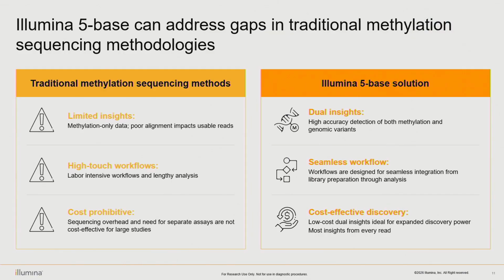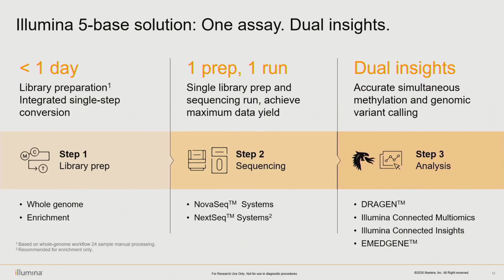As I mentioned in the beginning, the assay is made to bring you dual insights: high accuracy detection of both methylation and genomic variants. It comes with the advantage of a seamless workflow, and with the partnership with Covaris, we can really take it from the step of extraction all the way to the data output, and it drives the cost down significantly.